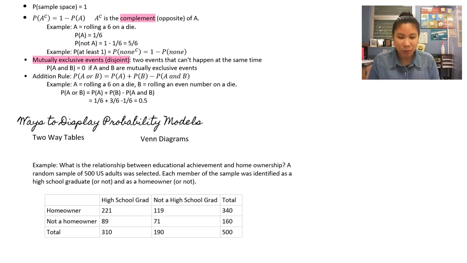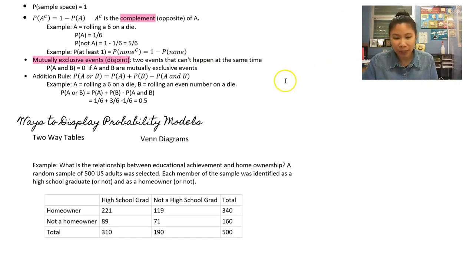So here's an example. What's the relationship between educational achievement and home ownership? A random sample of 500 U.S. adults was selected. Each member of the sample was identified as a high school graduate or not, and then as a homeowner or not. So we're trying to see if there's a relationship, if we can find probabilities of these two things happening. And so this two-way table was given to us. So this displays not the probabilities, but we could find the probabilities using this table.